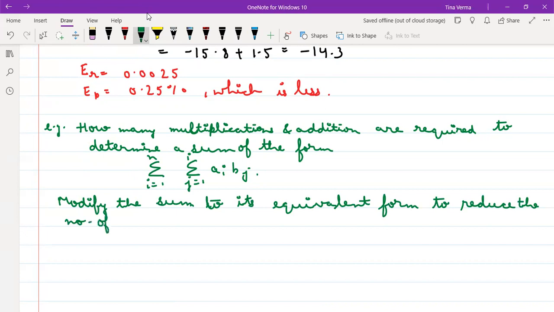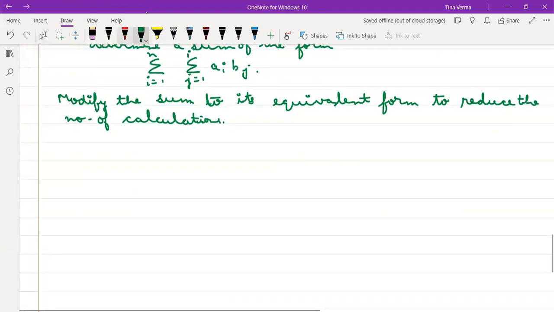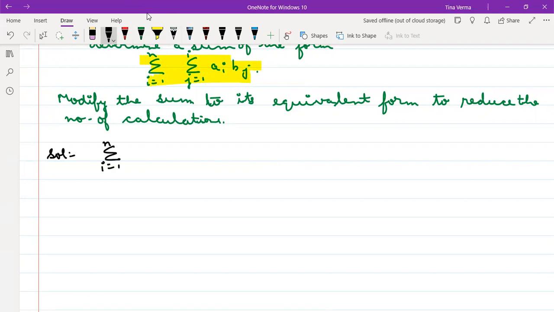To reduce the number of calculations, right? Now you can notice here we have to evaluate this term, that is the sum of this thing. So we will solve this. Now we have to evaluate the sum for i equal to 1 to n, and j varies from 1 to i, of a_i b_j.